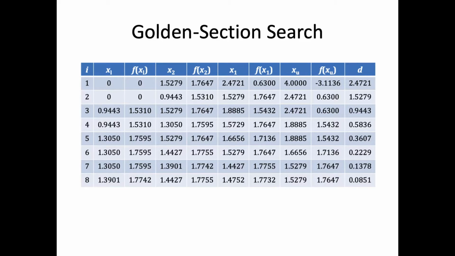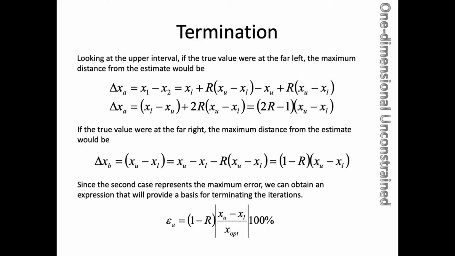Now, how do you actually implement the termination, or know when you have obtained the optimum value of the function? Once an iteration is complete, the optimum value will fall in one of two intervals. If x2 gives the optimum function value, it will be in the lower interval xl, x2, and x1. If x1 gives the optimum function value, it will be in the upper interval x2, x1, and xu.